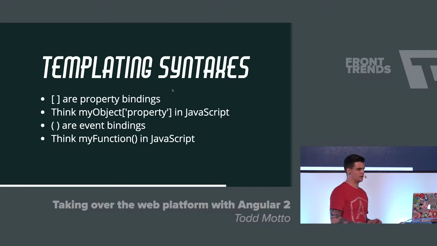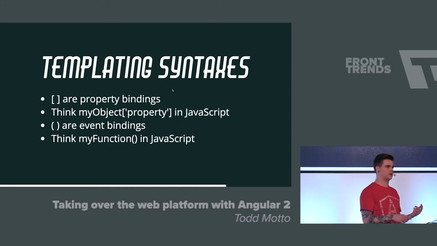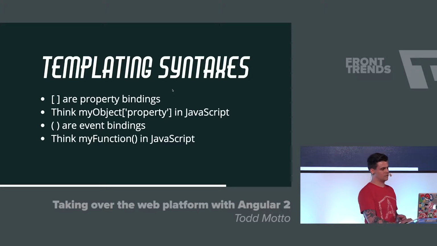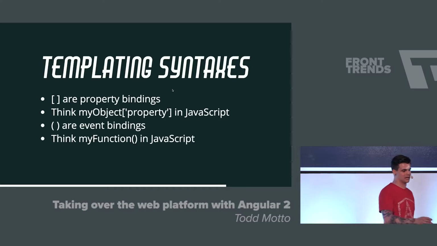And then the round brackets are for events. So we can have like a click event or our own custom event. So we're going to actually create these. And then if you want to think about events, they're more function-y, like they do something. They pass a function down. So I put think myFunction, where you've got the little curly braces at the end.